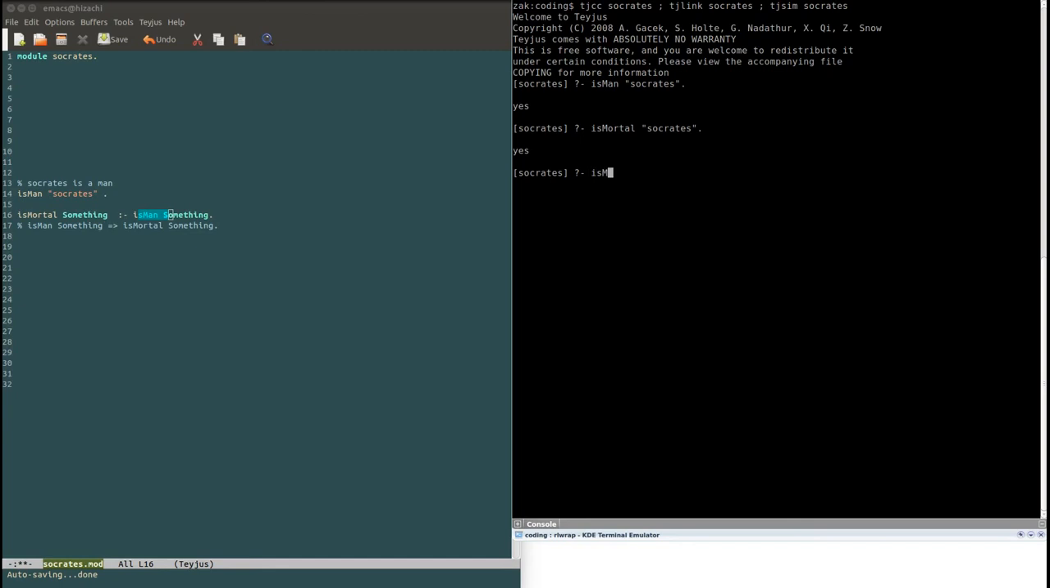If we asked it, is mortal Kanye West, it's going to say no. So don't panic. This doesn't mean that Kanye West is immortal, despite what he may think. It simply means that the computer, based on what we told it, based on its current state of knowledge as facts and rules, is not able to conclude that Kanye West is mortal.